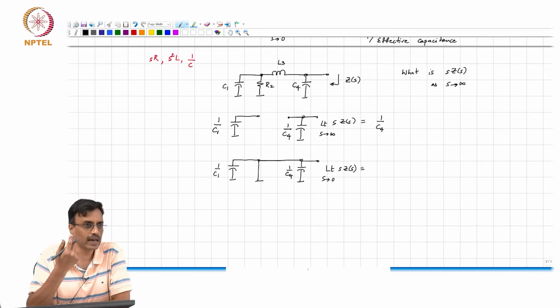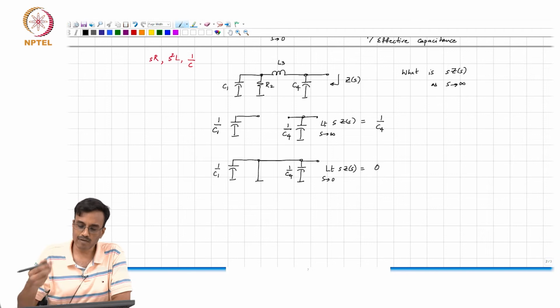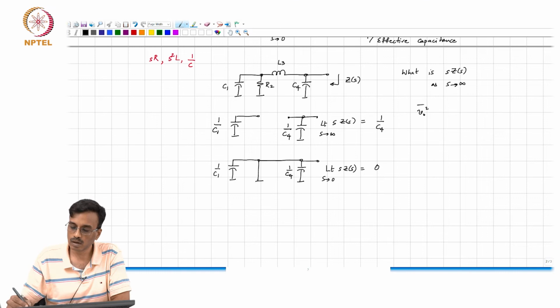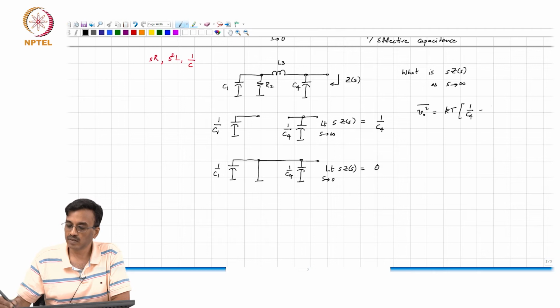What is the effective capacitance looking in? Effective capacitance looking in, it is infinite, right. So, basically because it is a dead short. So, therefore, the 1 over the capacitance looking in is 0, correct. So, what comment can we make about the mean square noise looking? So, what is the mean square noise? It is simply KT times 1 over C4 minus 0, which is KT over C4.